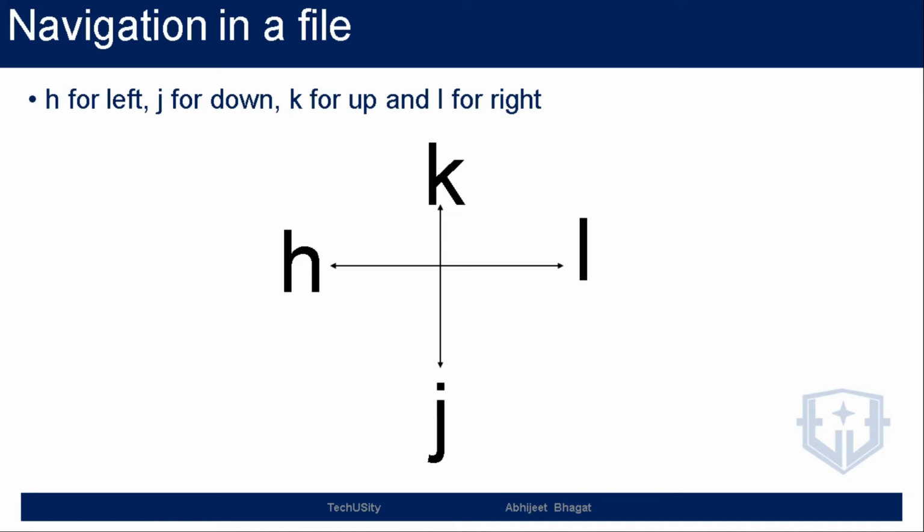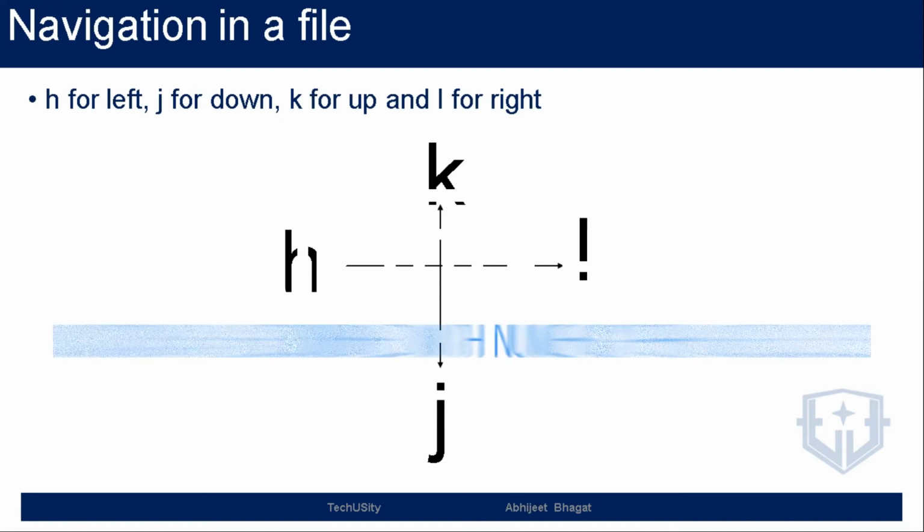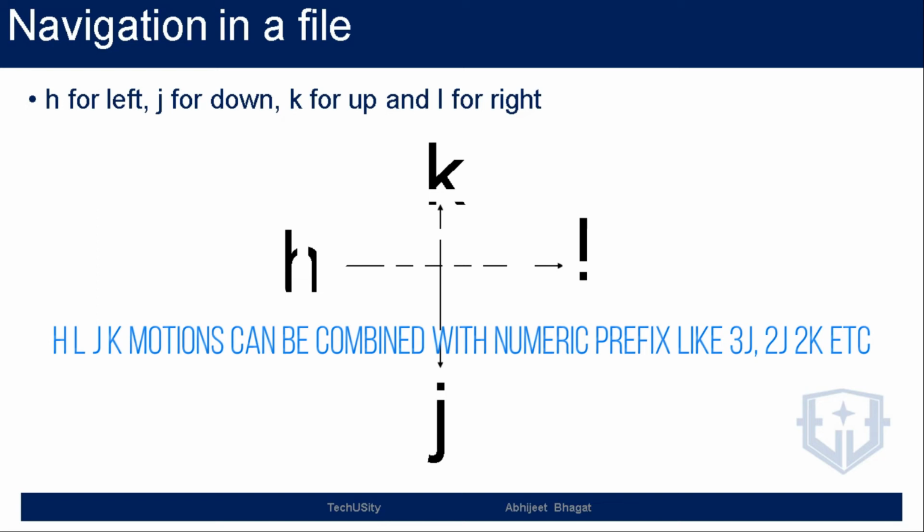These HJKL commands can be combined with a numeric value. For example, if you say 2J, then the editor will go 2 lines below the current line. If you type 2K, then the editor will go 2 lines above the current line. Similarly, if you say 2H, then the cursor will go 2 characters to the left. If you press 2L, it will go 2 characters to the right. So it's not very difficult to remember HJKL.